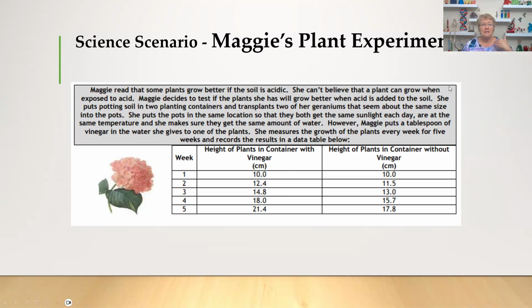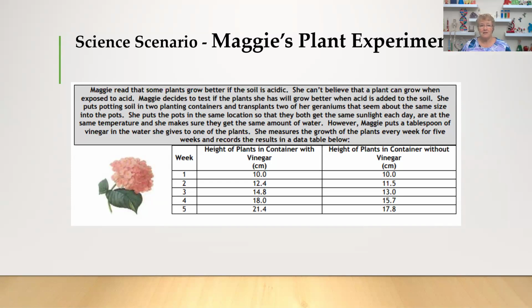So Maggie's hypothesis was, if I put vinegar in, then the plants will grow taller. Was her hypothesis supported by the data? Yeah, it was. It was supported by the data. Now she would write her lab report and publish her results.